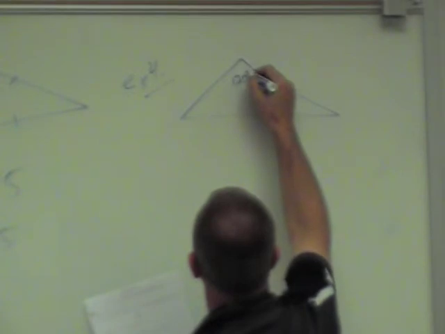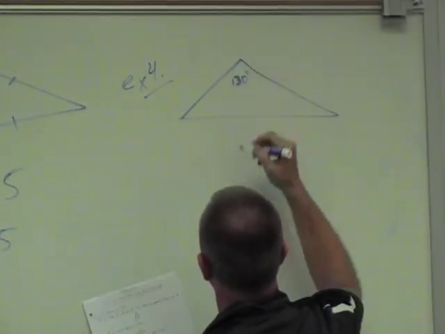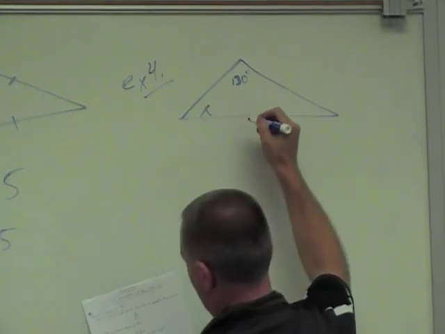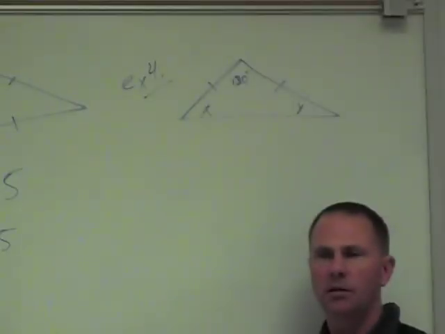And the last example, example 4. This is 130 degrees. This is x. This is y. I didn't draw it perfectly on purpose. I want you to get used to that. I want to know what x and y are.